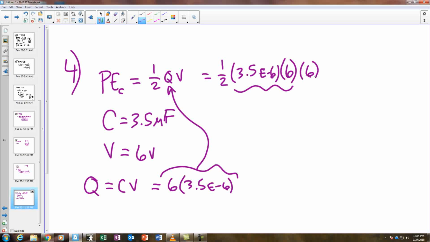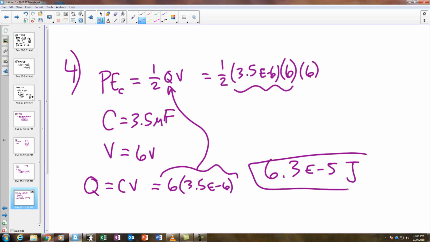So we had like 3 versions of this equation. This one would be an example of 1/2 CV squared. The original is 1/2 QV. There are some other ways we can write it as well. But if I do this one, 0.5 times 3.5 E negative 6 times 36, because 6 times 6 is 36, I get 6.3 E negative 5. And because it's energy, all year it has been measured in joules. So it's a very small amount of energy stored on there. But capacitors are used to release their energy very rapidly.